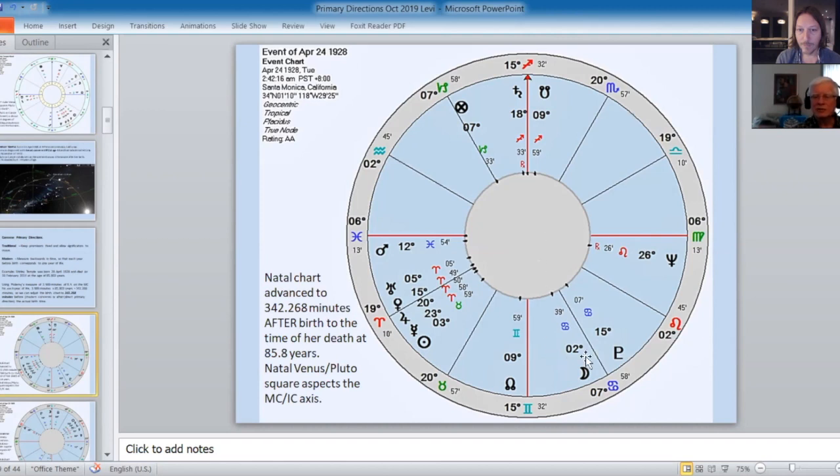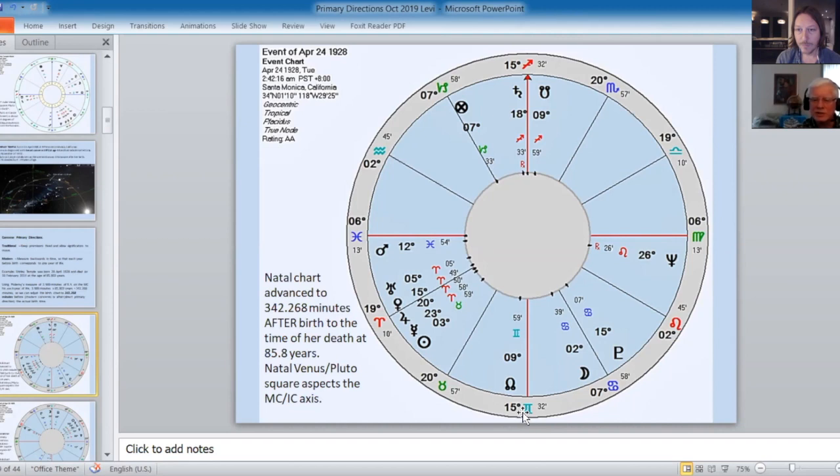Now, it's not a dramatic, there's nothing really dramatic here. The thing that struck me is she has this very close Pluto square Venus in her birth chart. And at the time she dies, this moves to aspect very closely the midheaven MC-IC axis, the meridian axis. This point here, the IC, is associated with death because it's the point furthest under the earth, and it's symbolically linked to the grave, cemeteries and the grave, where you go when you die, is this point here.